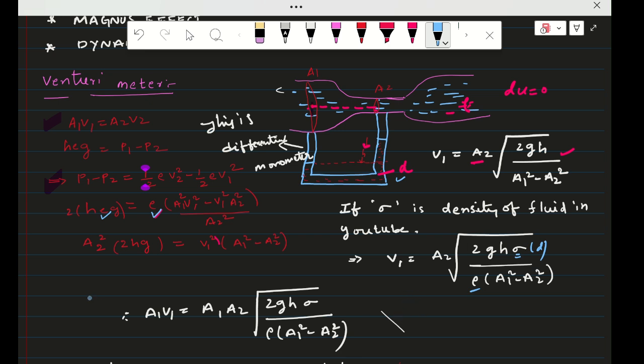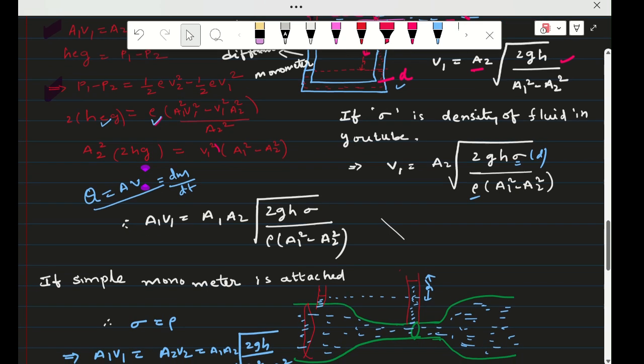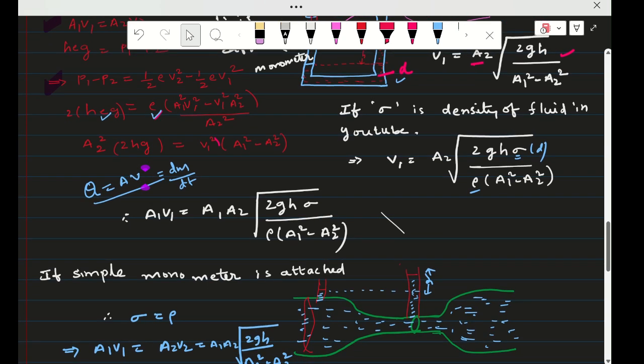Now sometimes you will be asked the rate of flow Q. Q is equal to AV, the rate of flow, or that equals dm by dt. So the rate of flow means A1 V1 or A2 V2. Therefore that equals A1 A2 into the same formula we derived.